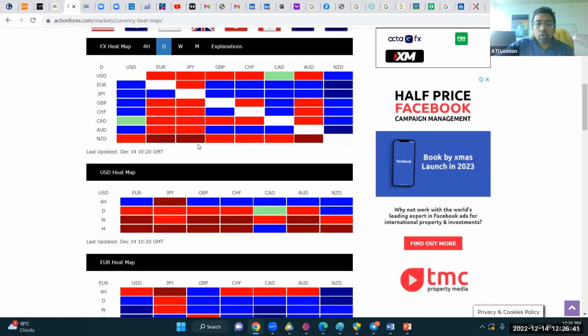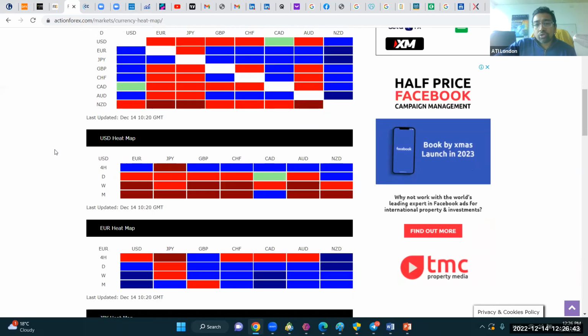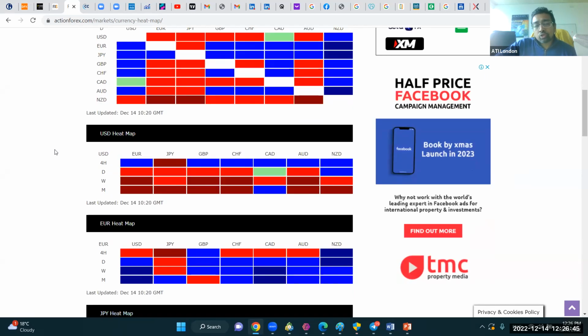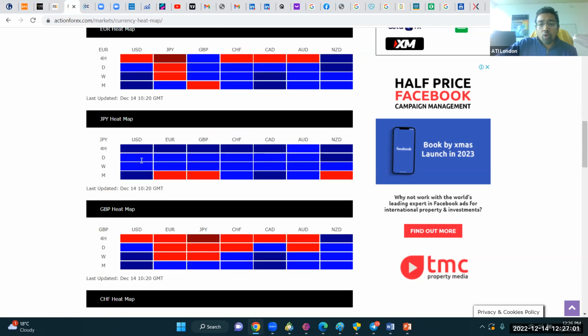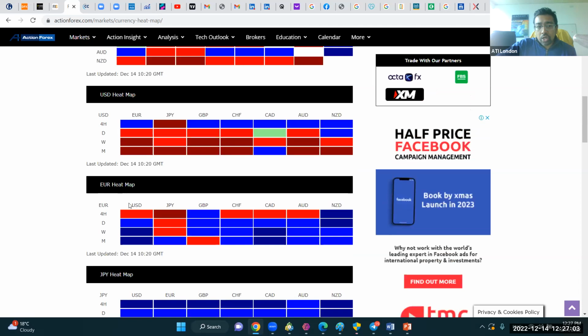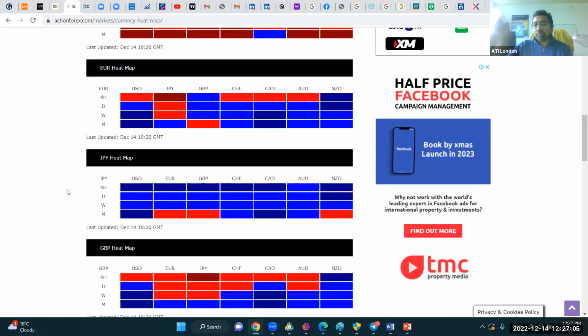Now, dark red and dark blue would actually be better because they are strongly bullish and strongly bearish. So if it is dark blue, we want dark blues in all columns. I'll do more tutorials as well to give you an indication of how you actually use a heat map. It's really simple. All you need to do is look for columns under each currency. For example, you want a column that is all dark blue or dark red.